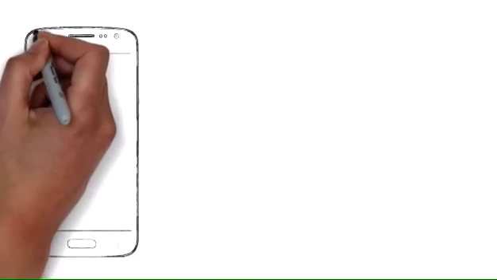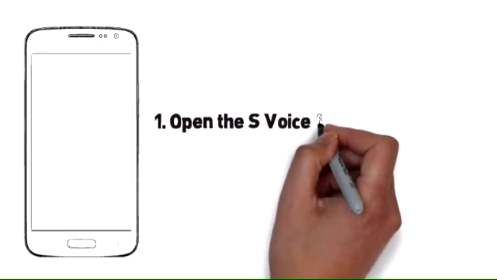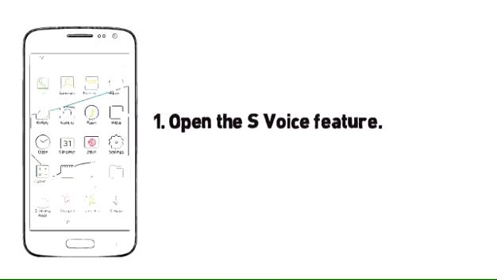Part 1 of 2, Enabling S-Voice. 1. Open the S-Voice feature. On your Samsung Galaxy S3's home screen, tap on Apps, and then S-Voice.